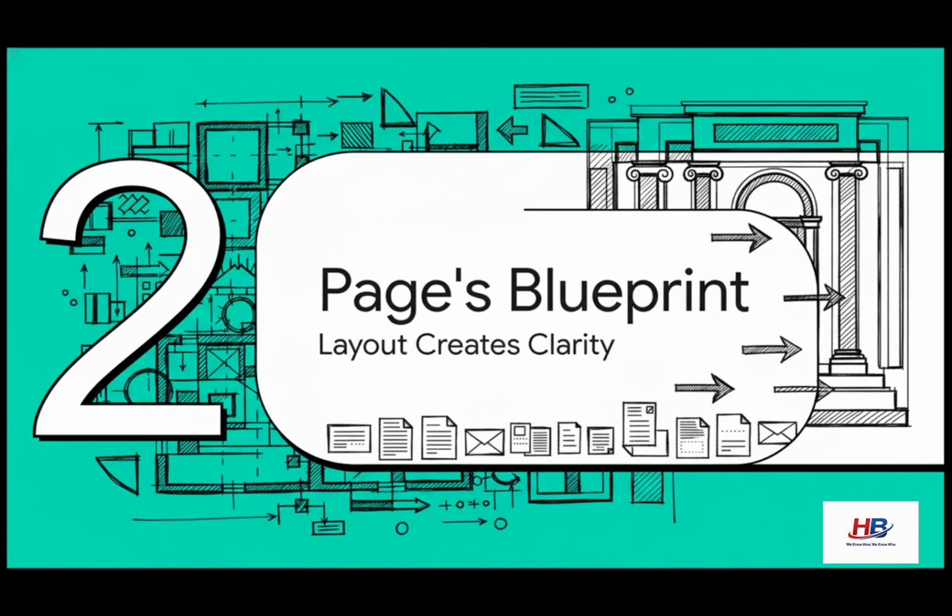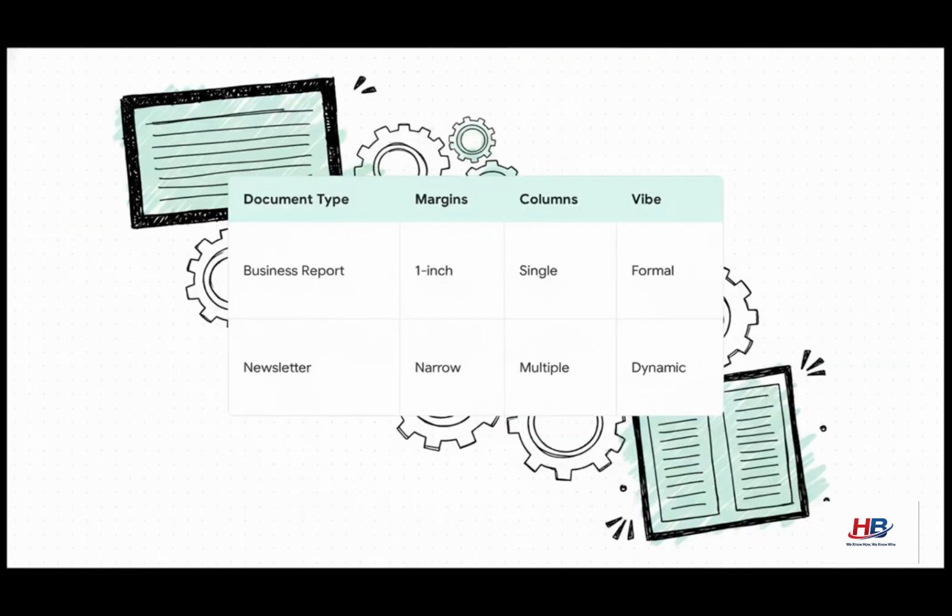So now that our text is under control, let's zoom out a bit and look at the bigger picture, the page itself. The layout is your document's blueprint. It's the architecture that holds everything together and, really importantly, guides your reader's eye exactly where you want it to go. And of course, the right blueprint totally depends on what you're building. As you can see right here, a formal business report is gonna look best with standard 1-inch margins and a single column. It's clean and easy to read. But something like a newsletter, you can totally go with narrower margins and, say, 2 or 3 columns to give it more of a dynamic, magazine-style feel. The point is, your layout choices should always support the document's purpose.